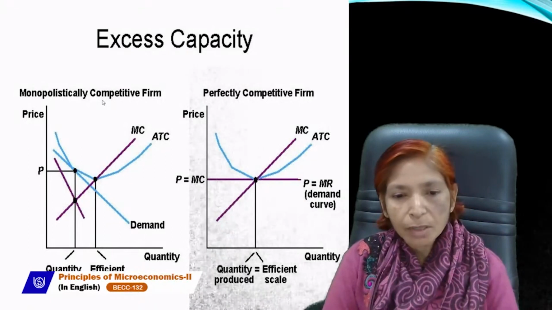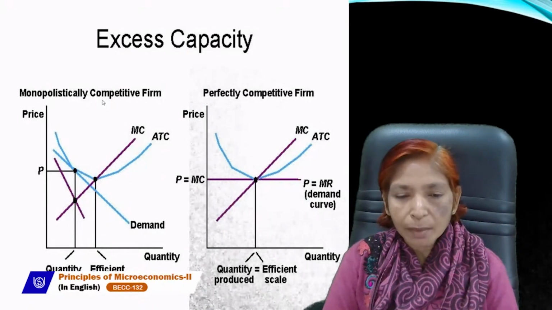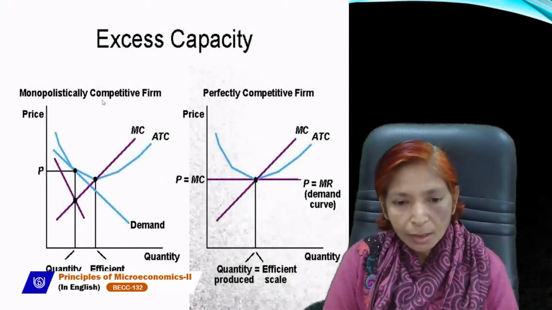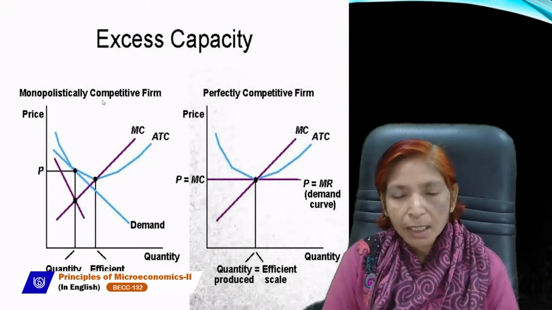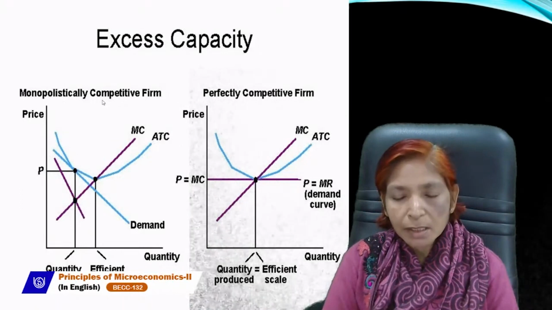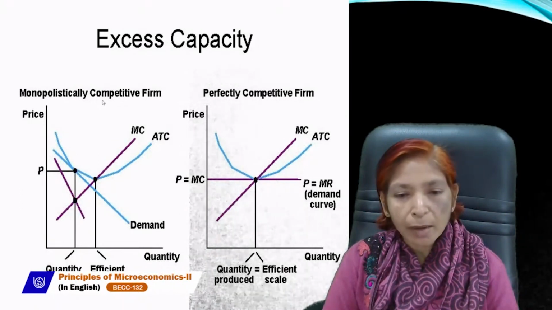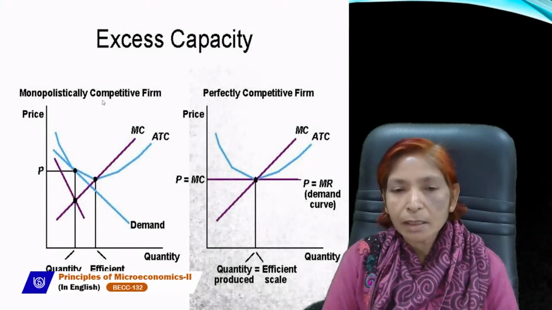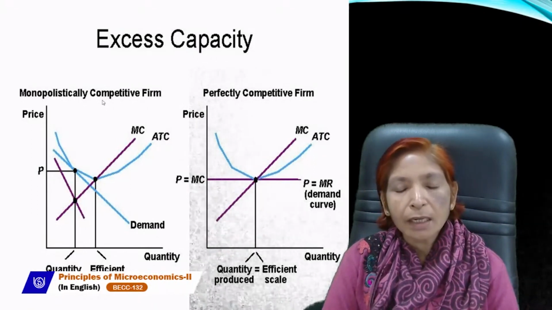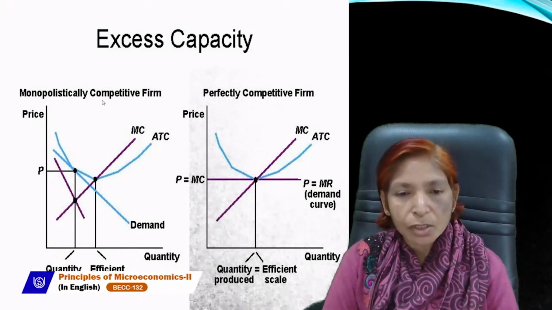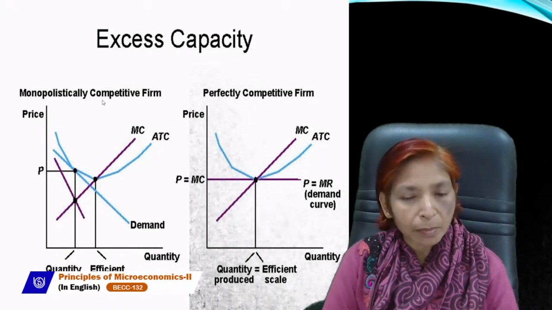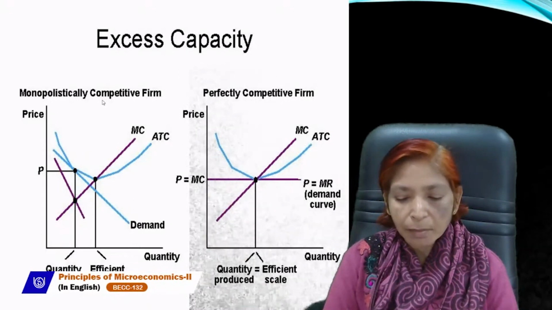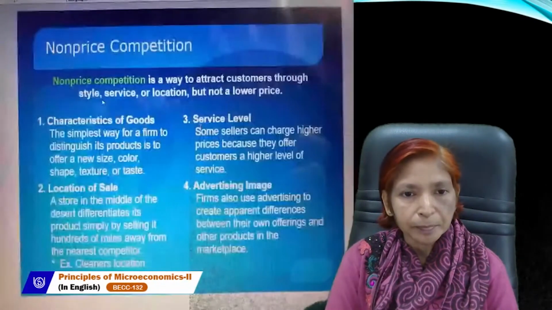And in a perfect competition market, the quantity produced by the producer and the efficient scale of the output are both equal. At the equilibrium point, AC equals MC equals AR equals MR, all are equal in a perfect competition market. It means there is no scope of inefficient allocation of resources. Consumer and producer both are getting surplus. That's why there is no excess capacity in a perfect competition market.